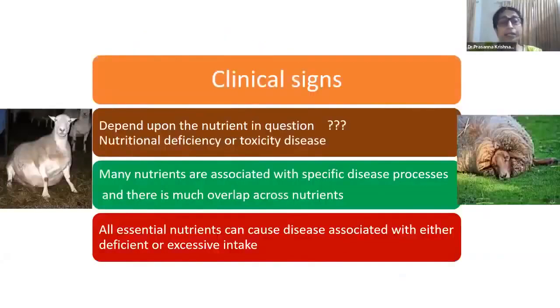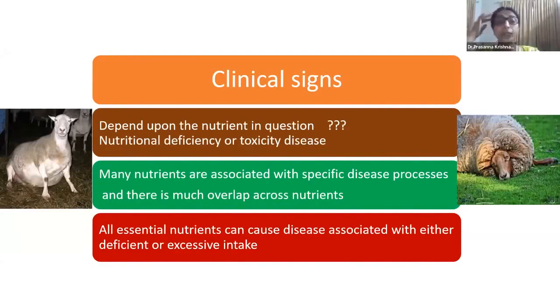When the animals start showing some sort of clinical signs, we come to know that the animals are suffering from disease, any kind of disease. But with regard to nutritional and metabolic diseases, that actually depends upon the nutrient in question. It can be a deficiency or a toxicity condition. So the requirement or demand of that nutrient in question is very important.